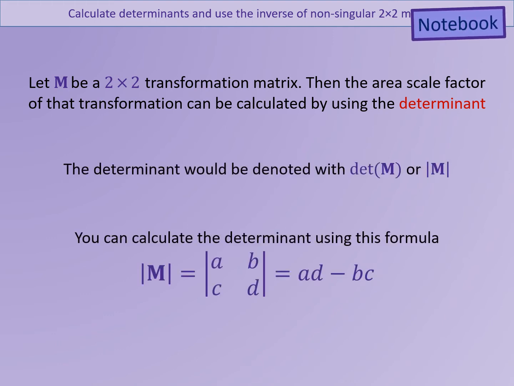So the notation for determinant, we can either write det in brackets M, or we can use the 2 lines that we've previously seen for modulus. We can put 2 lines around the letter M, and that means the determinant in the context of matrices. The way you calculate the determinant of a matrix, if the matrix is A, B, C, D, we do A times D minus B times C. And the number that we get as the answer, that is the determinant of that matrix.